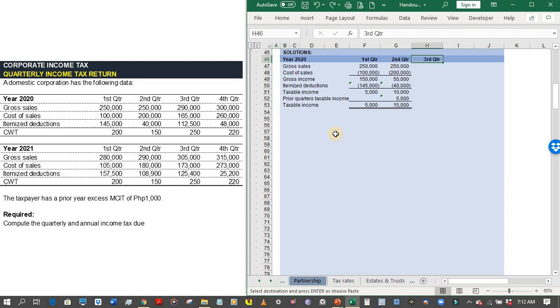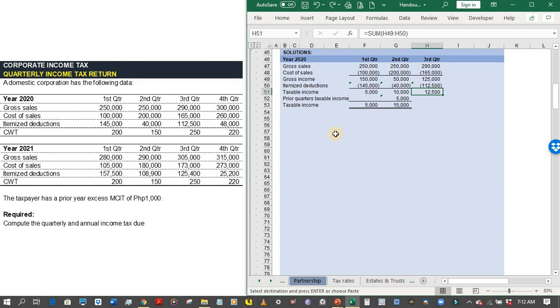So for third quarter, the gross sales is 290,000, cost of sales is 165,000, then our gross income is 125,000 pesos less the itemized deductions of 112,500. So our taxable income for third quarter is 12,500. Again, this is only for the third quarter, which covers July until September of 2020. And this is the non-cumulative taxable income.